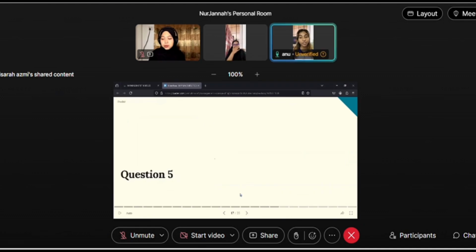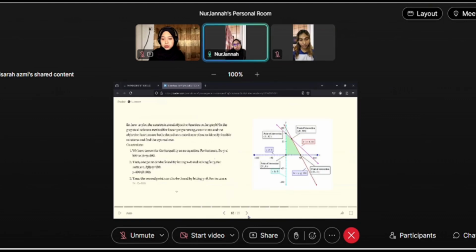Okay, for question 5, let's discuss how to plot the constraints and the objective function in the graph. In the graphical solution method for linear programming, constraints and the objective function are both plotted on a coordinate plane to identify feasible solutions and find the optimal one. First, how to plot the constraints.